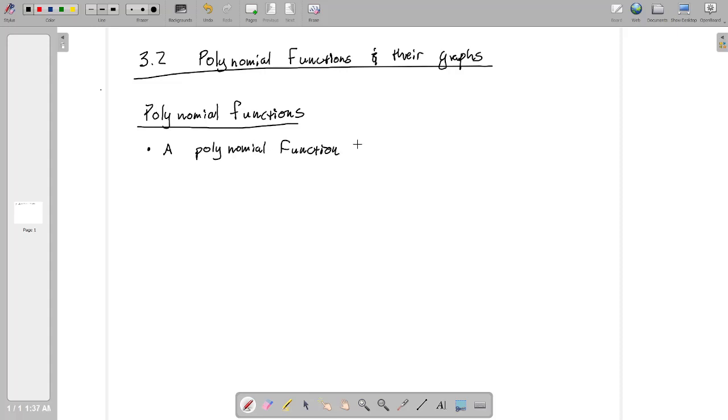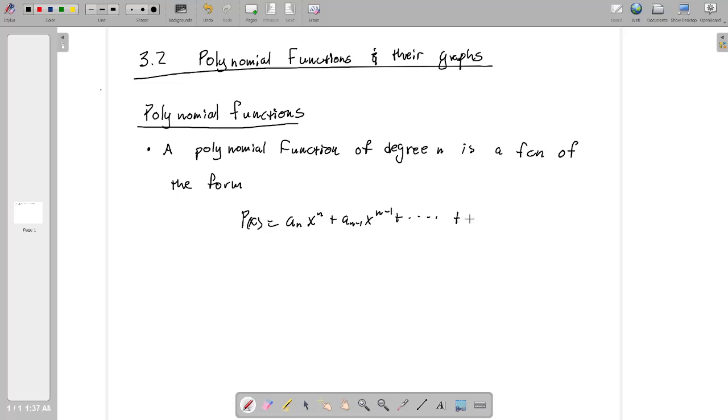A polynomial function of degree n is a function of the form p of x is equal to a sub n x to the n plus a sub n minus 1 x to the n minus 1 plus all the way down to a sub 1 x plus a sub 0, where n is a non-negative integer and a sub n is non-zero. Now we've discussed this before, what a polynomial is. I think I've written out this definition a few times already throughout the semester. So we should have a pretty good handle of what these are so far.